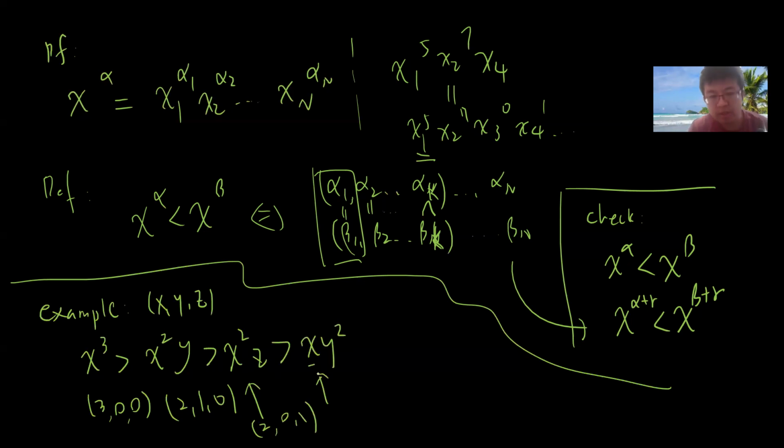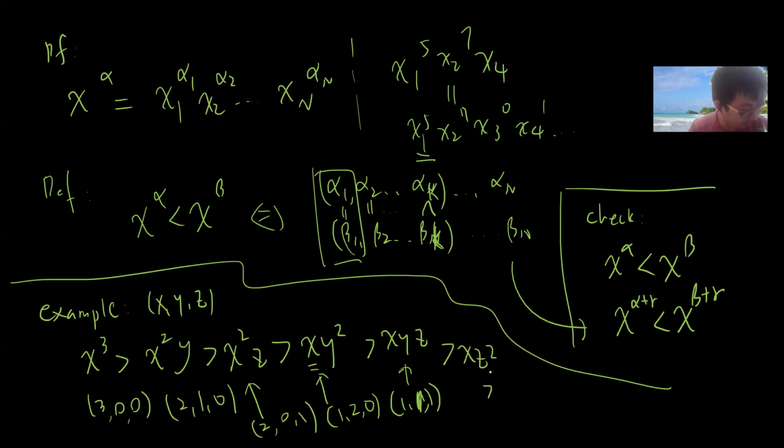Now the x power is only 1, so this is 1, 2, 0, and it is less than x y z. This one is 1, 1, 1, and it is greater than x z squared, greater than y squared z, and the final one is y z squared. So this is the smallest for degree 3. This is 0, 1, 2. Okay, so just using this.